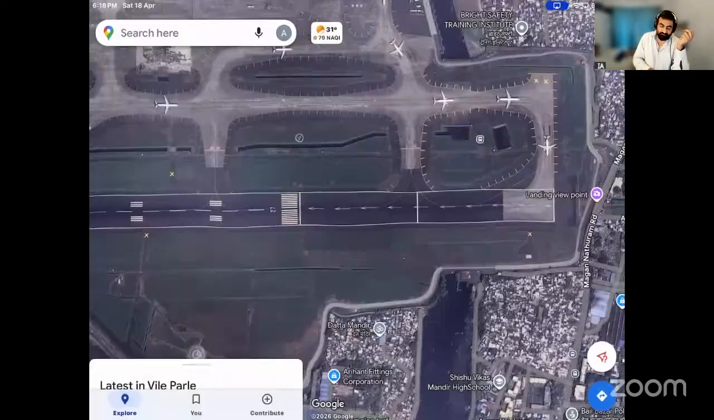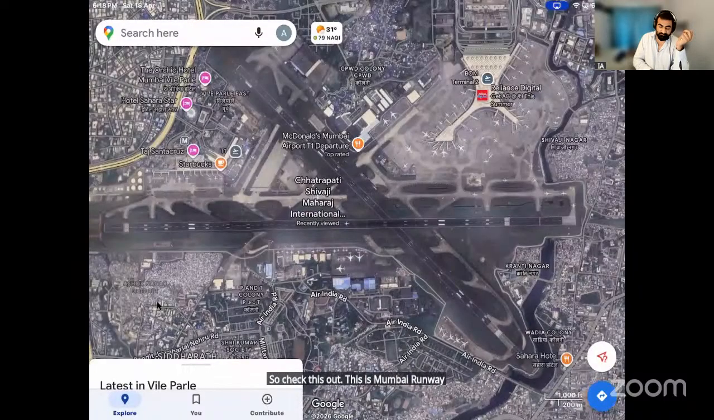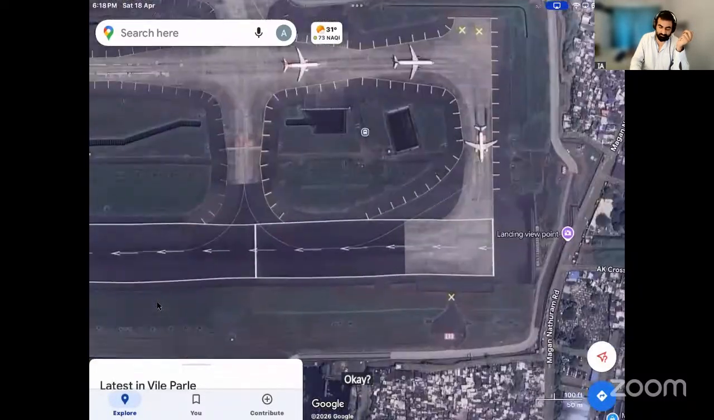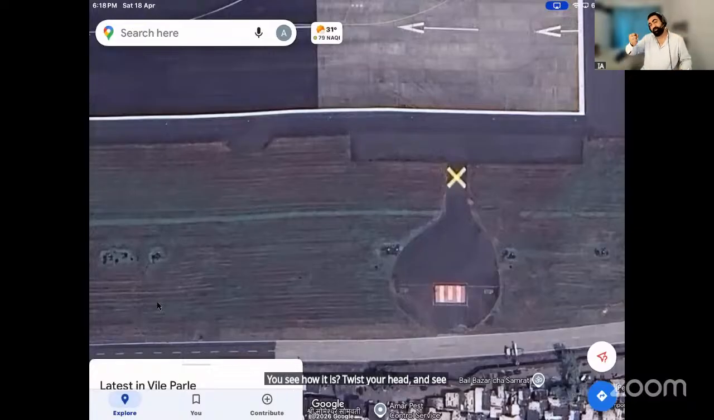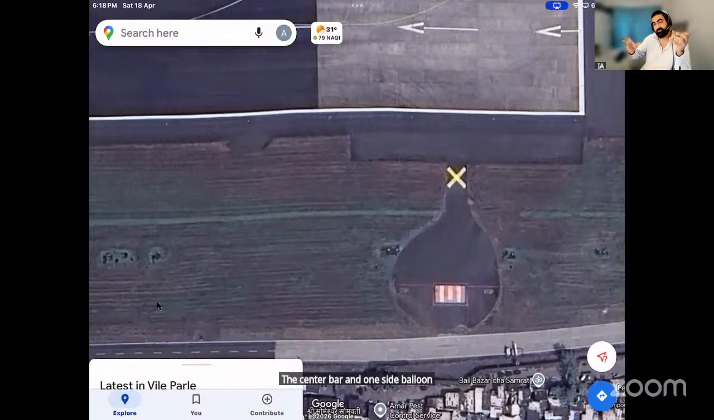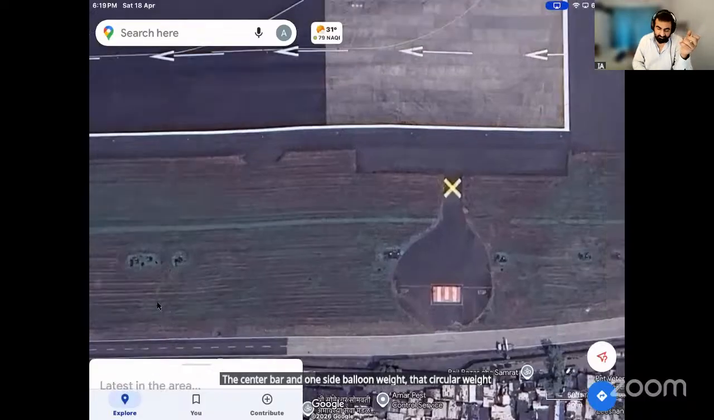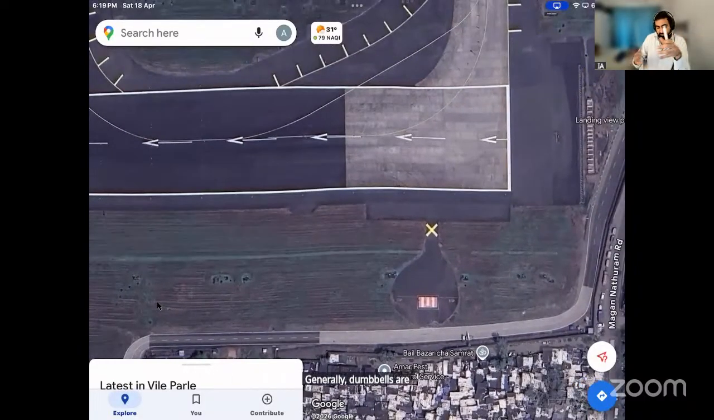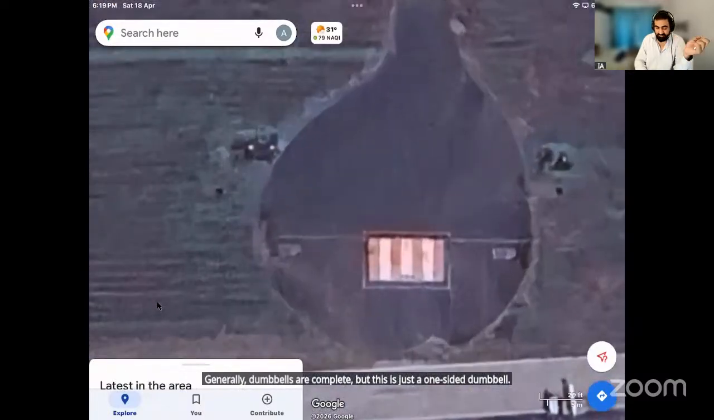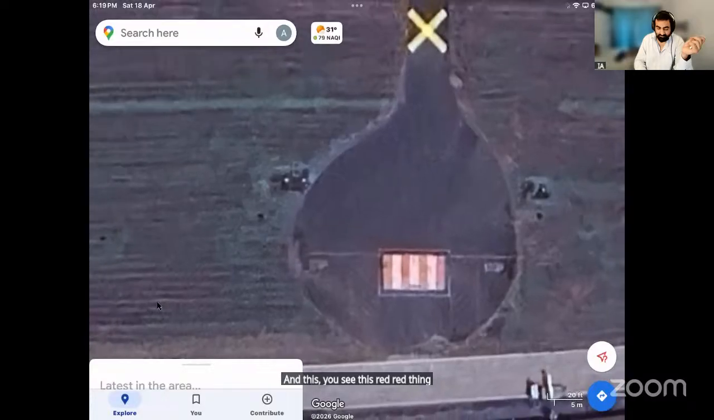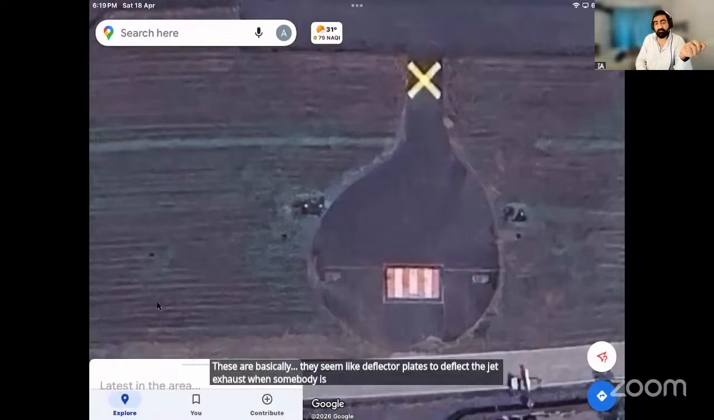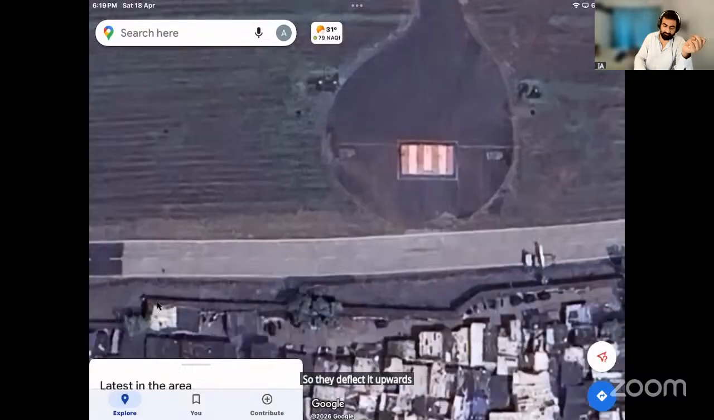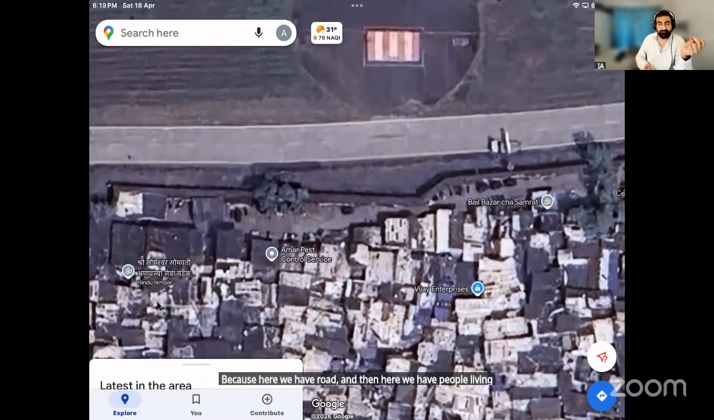So check this out. This is Mumbai, runway 27. And this area here is a dumbbell, partial dumbbell. You see how it is? Twist your head and see the center bar and one side balloon weight, that circular weight. Generally, dumbbells are complete, but this is just a one-sided dumbbell. And you see this red thing. These seem like deflector plates to deflect the jet exhaust when somebody is doing a high power run-up. So they deflect it upwards, because here we have road and then here we have people living so close.